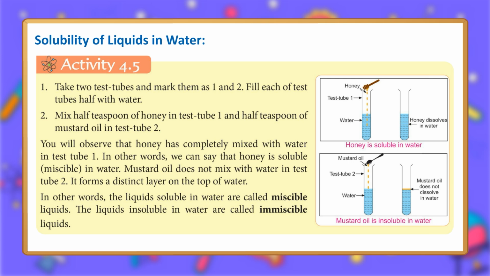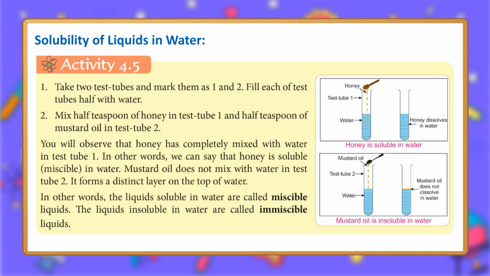Activity 4.5. 1. Take 2 test tubes and mark them as 1 and 2. Fill each of the test tubes half with water. 2. Mix half teaspoon of honey in test tube 1 and half teaspoon of mustard oil in test tube 2. You will observe that honey has completely mixed with water in test tube 1. In other words, we can say that honey is soluble, miscible, in water. Mustard oil does not mix with water in test tube 2. It forms a distinct layer on the top of water.